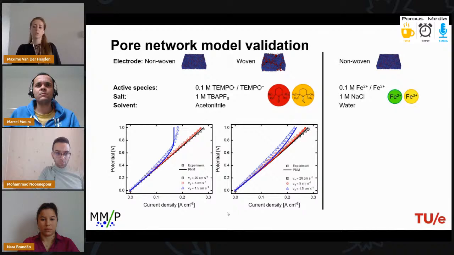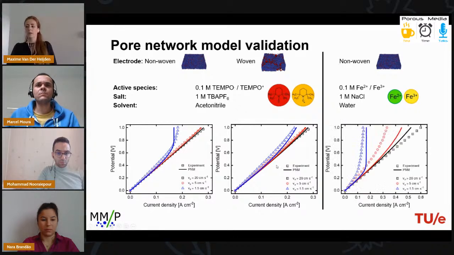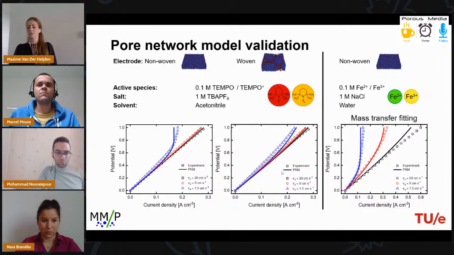This validation was done without the use of fitting parameters, besides the determination of the exchange current density from experimental data. When analyzing the validation for an aqueous electrolyte, it can be observed that the model does not match the experimental data very well. This is a result of the incomplete wetting of the porous carbon electrode. To try to capture this effect, the mass transfer coefficient can be fitted, capturing the model's behavior fairly well and validating this model additionally for aqueous electrolytes.